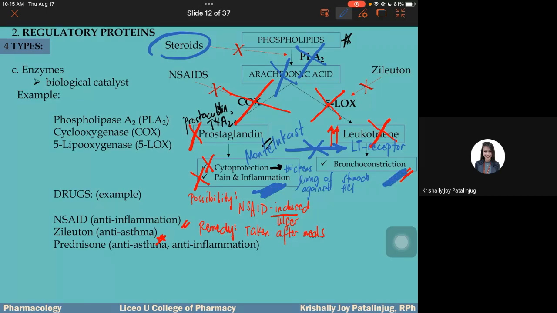So yung lahat ng nasa baba na pathway, it will be rendered inactive. Kasi yung nasa taas na ininhibit ni steroids. Okay, that's why nasa anti-asthma and anti-inflammation activity. Okay, so those are examples of drugs that target enzymes, these enzymes, phospholipase A2, COX, and 5-LOX. Okay.